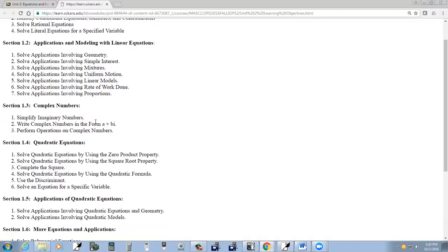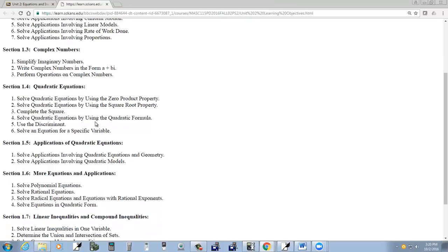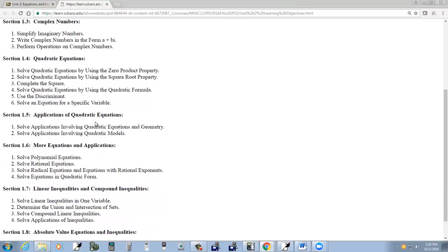I'm going to skip the second section. Those are word problems. And let's go down to complex numbers.